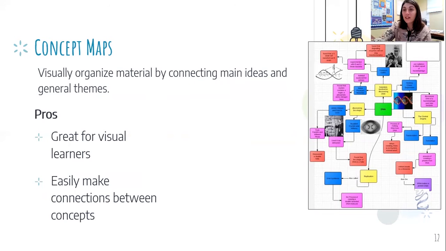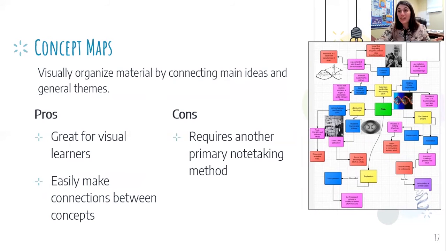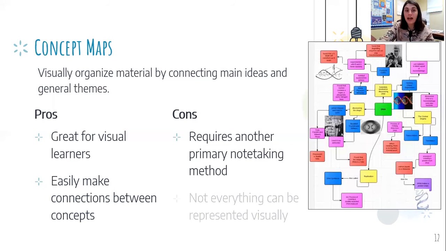The concept map here on the right starts with the center, which is DNA, and then branches off into the function, into the history of, into research. And it allows you to branch it all back to the main concept, the main idea, which is DNA. But it also requires that you have some sort of primary note-taking method. So once again, it's got that time-consuming element. Usually students will take notes in, say, an outline format, and then after class, they'll create their concept map.